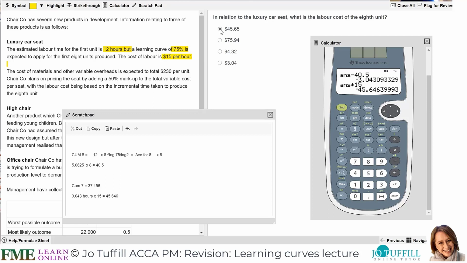So there you have it. Being able to do that on your calculator and your scratch pad, showing you how to do learning curves, because I know people struggle with that.